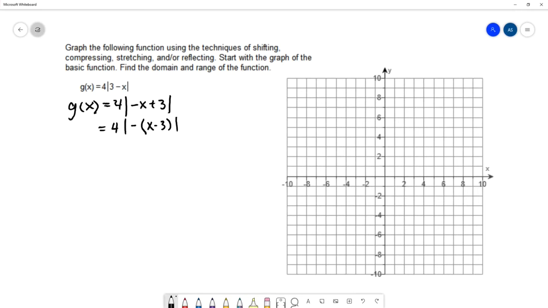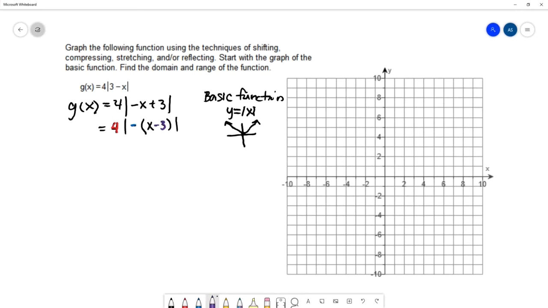So now that I have it in this format, I want to identify the base graph, and the base graph can be identified with those absolute value bars. We know that we are starting with a basic function of y equals absolute value of x. We know that the graph of y equals absolute value of x is a V-shaped graph. It comes to a point right at the origin, 0, 0. And then from there, I want to identify these different transformations. We've got this 4, this negative, and this minus 3. These are 3 transformations that we've got to apply to the basic absolute value graph.